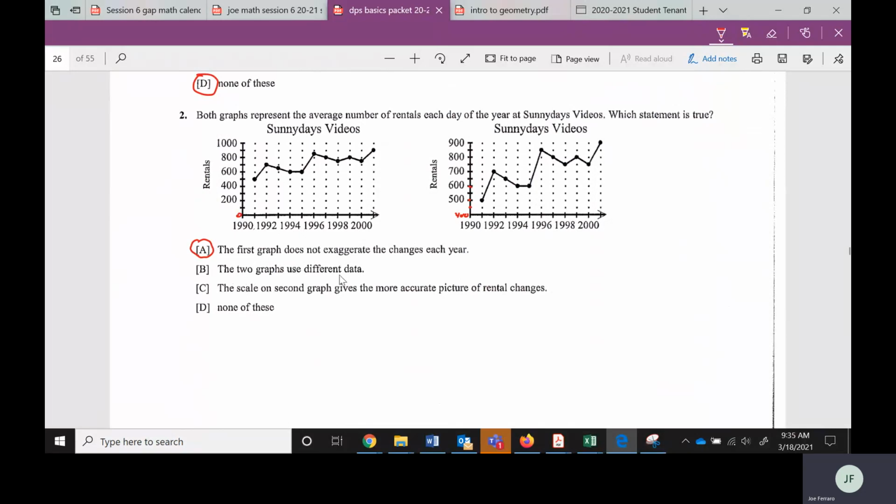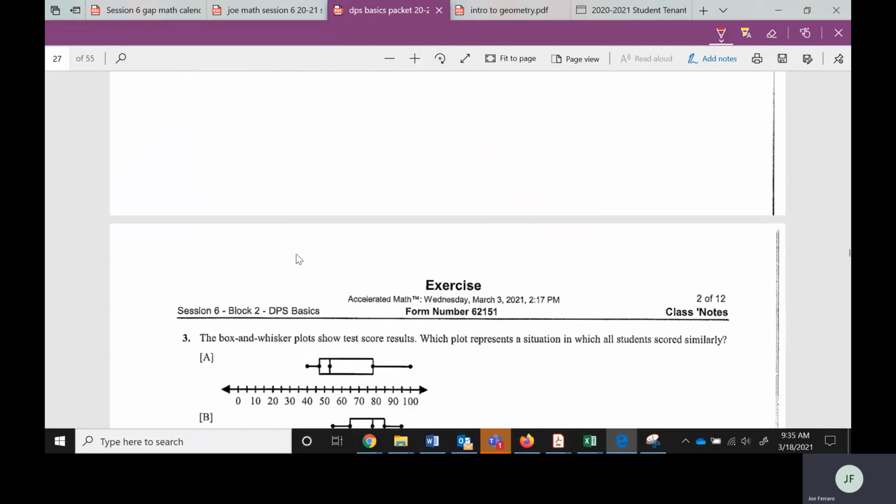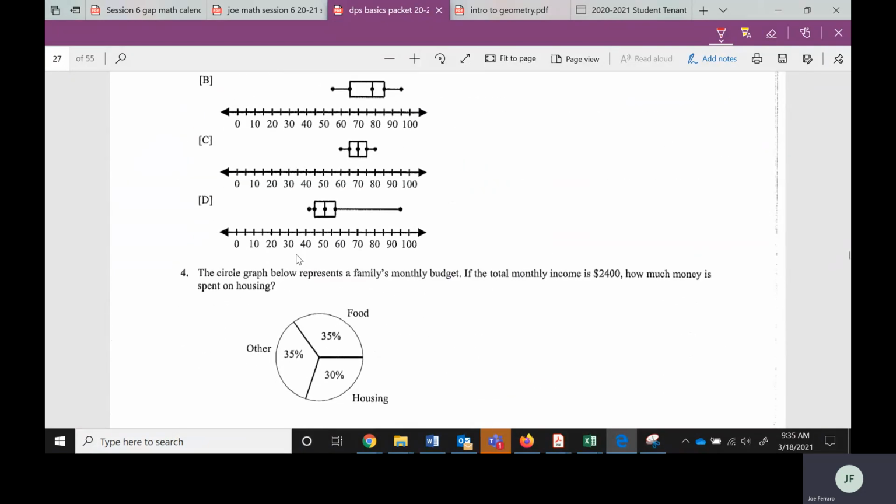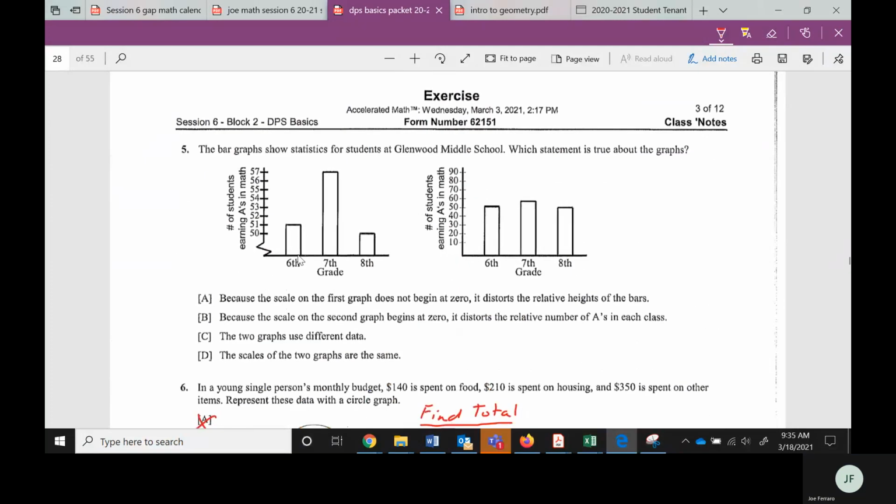The 2 graphs use different data. That's not true. Like we just said, 1991 is 500, 500. 92 is 700, 700. So if you went through that, you'd see these are the same data. So that's not right. The scale on the second graph gives a more accurate picture. No, because they skip and they don't label this, and it makes it look like there's bigger jumps. So that's not true. So A would be your answer. Okay. One more of these, and then we'll do the box and whisker plot. So let's go to number 5.